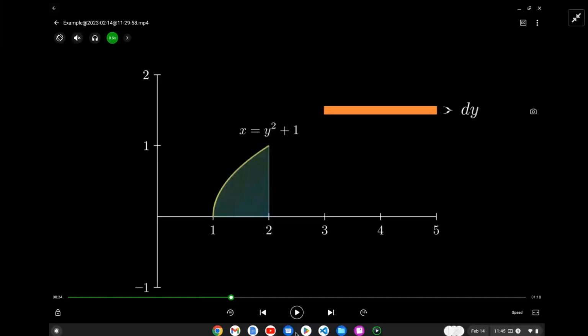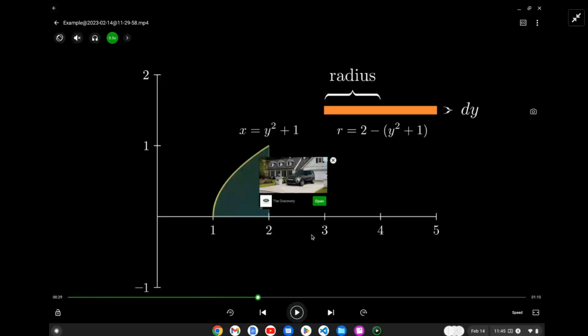And so let's look at the volume of this particular disk. It's just going to be pi r squared times the width, dy. So here's the radius. The radius is 2 minus the value of the curve, in terms of y. So it's 2 minus whatever this value is. This is the x value. So we'll square that.